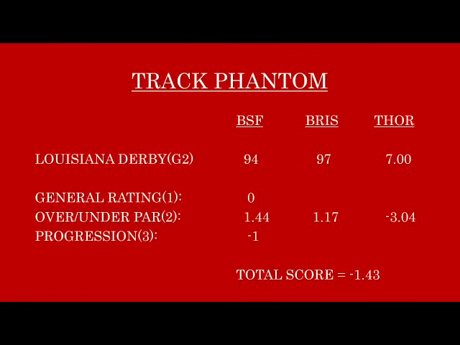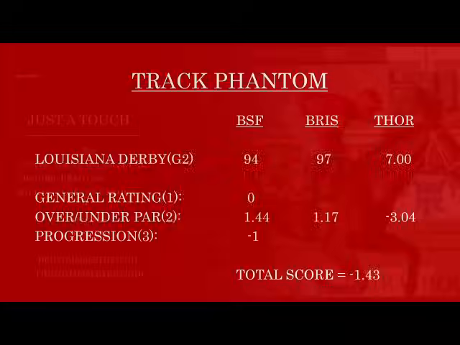And you see the Thoro-Graph is significantly below the average of the field. I'm not expecting Track Phantom to run a big race, so I don't think the likelihood of progression is that strong. But he is pretty consistent. He always seems to run his race. I just don't think it's going to be good enough. And with a -1.43, he's at about average for the field, just a hair below it. So he's right on borderline.